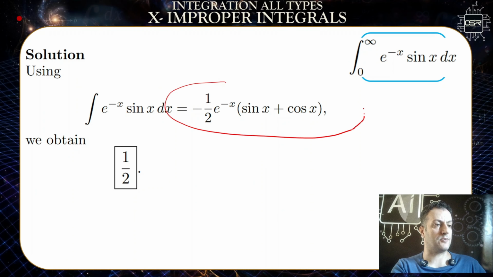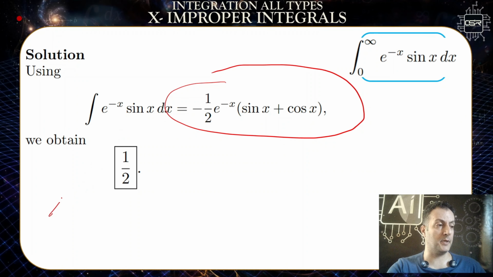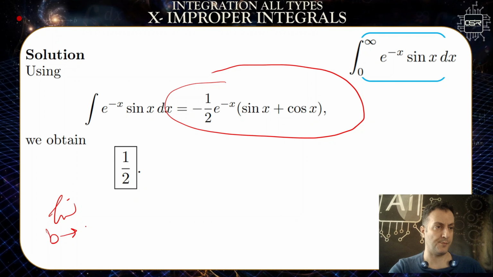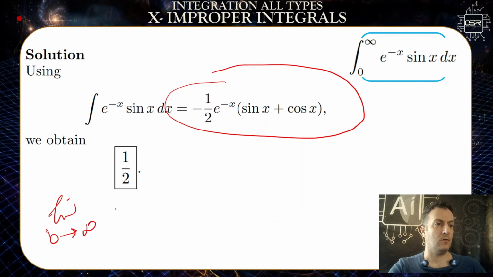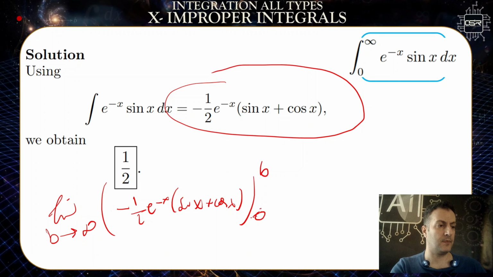And this is the answer. Again, we have integrated twice, okay? So we end up with minus 1 over 2 e^(-x) (sin x + cos x). Now we are integrating, okay, so this is, as a reminder, the limit as b approaches infinity of minus 1 over 2 e^(-x) times (sin x + cos x) between b and 0.